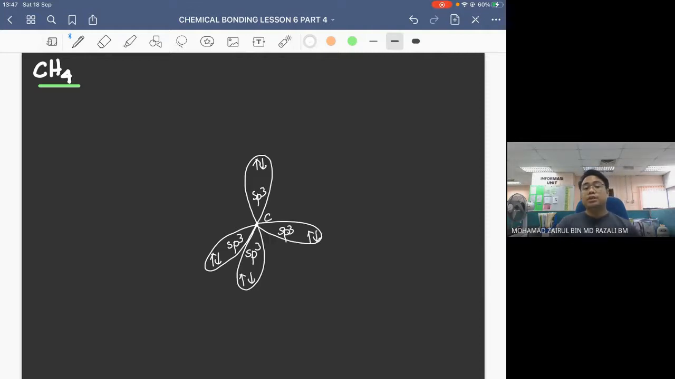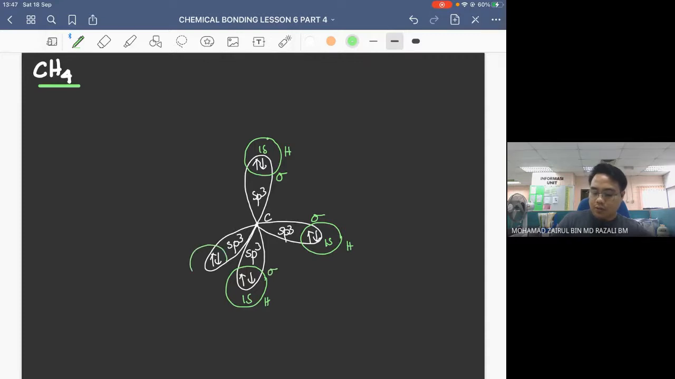Okay, for hydrogen, the orbital that will be involved in the overlapping is the 1s orbital. The shape of the 1s is spherical, so you draw a circle. Label it 1s, hydrogen, and label this as a sigma bond, because it is end-to-end overlapping. This one is the same: 1s, hydrogen, sigma. This one is also 1s, hydrogen, sigma. And this one also 1s, hydrogen, sigma. So this is the orbital overlapping diagram for CH4.